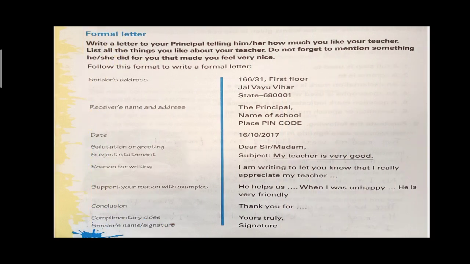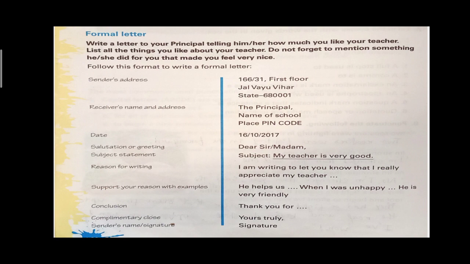So here it is, and the question is, write a letter to your principal telling him or her how much you like your teacher. List all the things you like about your teacher. Do not forget to mention something he or she did for you that made you feel very nice. Let me show you the answer of this one.